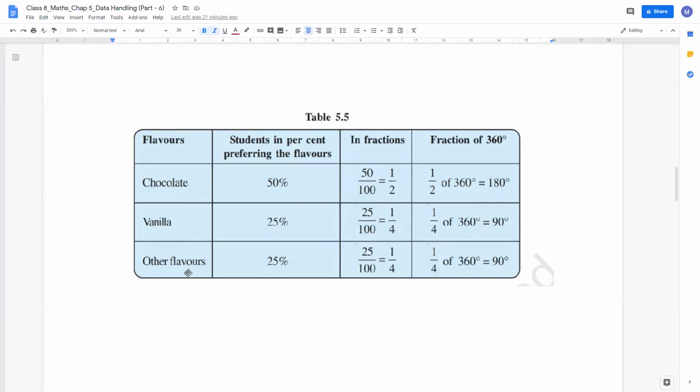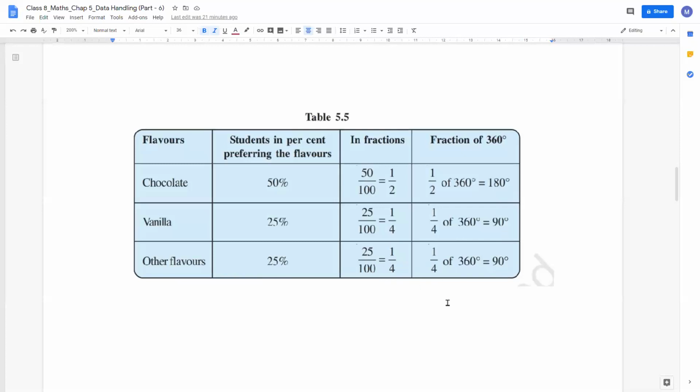And the third one is other flavors preferring, 25%. So how will you find the fraction? 25 upon total 100. So simplifying, 1 by 4. To get the central angle, 1 by 4 we have to multiply by 360. So you will get 90 degree. Here also we can check whether our calculation is correct or not. See, 180 plus 90 plus 90, what will you get? 360 degrees. So our calculation is right. Here only we can check the calculation.